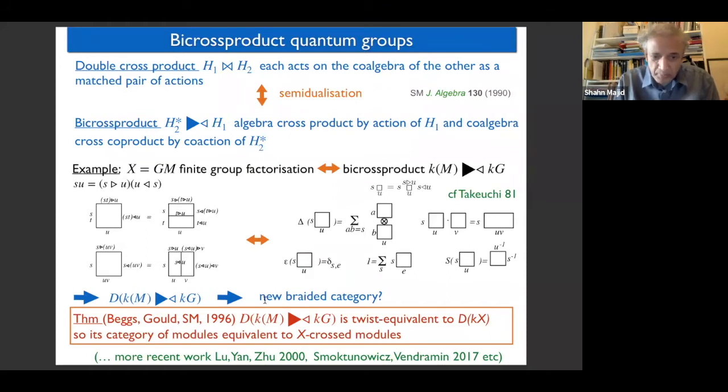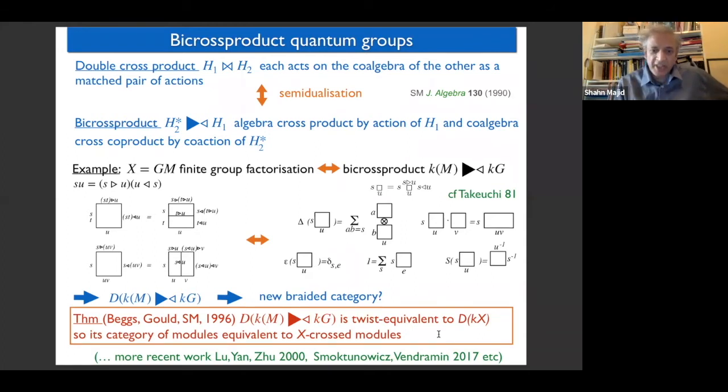But in fact there is a theorem, proven at the time when I was in Swansea, that Omash was referring to, though it didn't come out for some years later. It was done in '89: the double of this bicross product is a new Hopf algebra, but it's twisting equivalent to the double of just the group algebra of X. So the modules of this are just the X crossed modules, the Whitehead ones I just told you about, where the group is now X. But this category being twisting equivalent, in the sense of a Drinfeld twist, just means that the categories are equivalent as braided monoidal categories. So the new category you get is actually equivalent to the standard one.